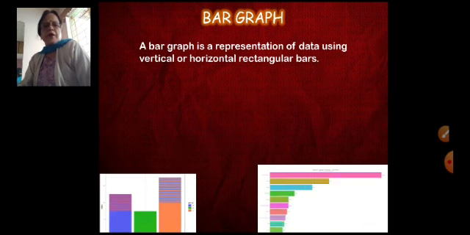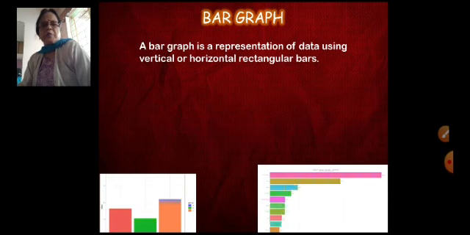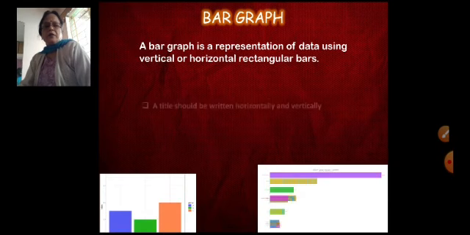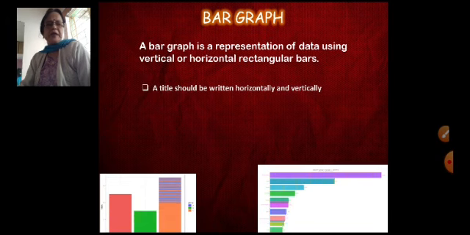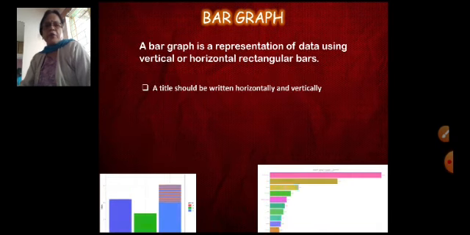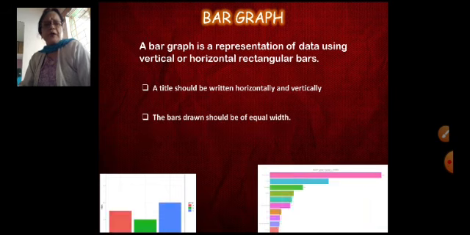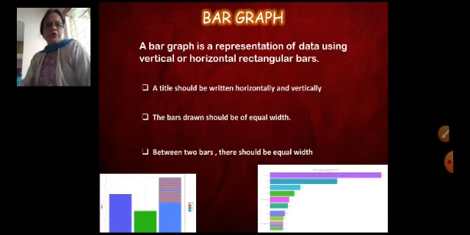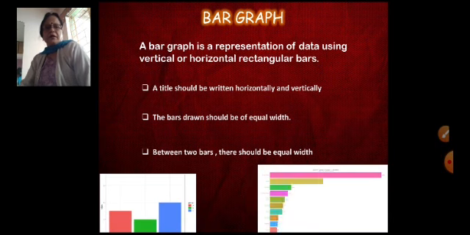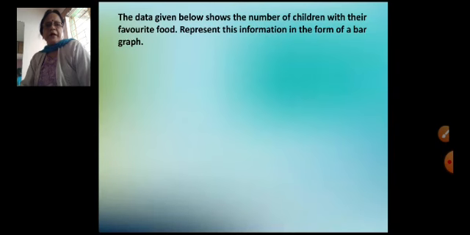When we are drawing a bar graph, we should keep a few points in our mind. Point 1, a title should be written horizontally and vertically. Point 2, the bars drawn should be of equal width. Point 3, between two bars there should be equal width. Now, let us draw the bar graph.